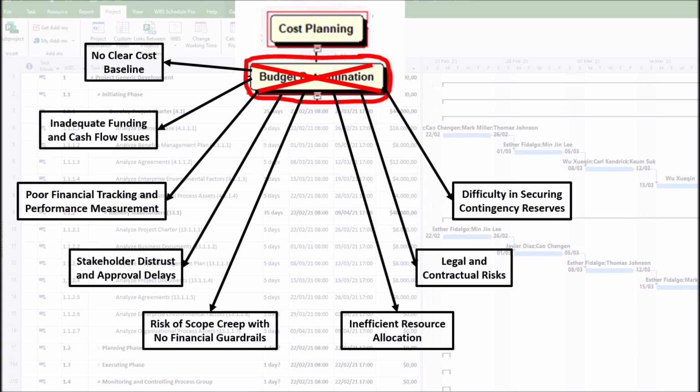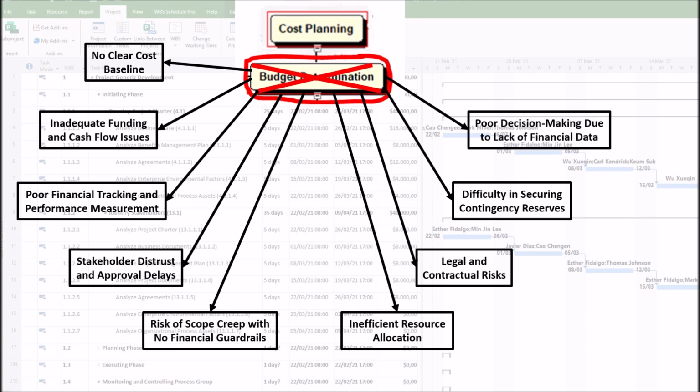8. Difficulty in securing contingency reserves. A proper budget includes contingency reserves for known risks. Without it, unexpected costs can derail the project. For example, an IT project may face delays if no budget is set aside for cybersecurity risks.